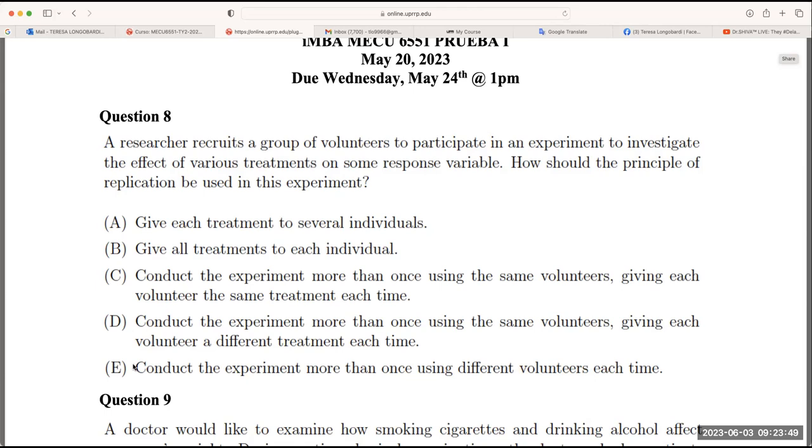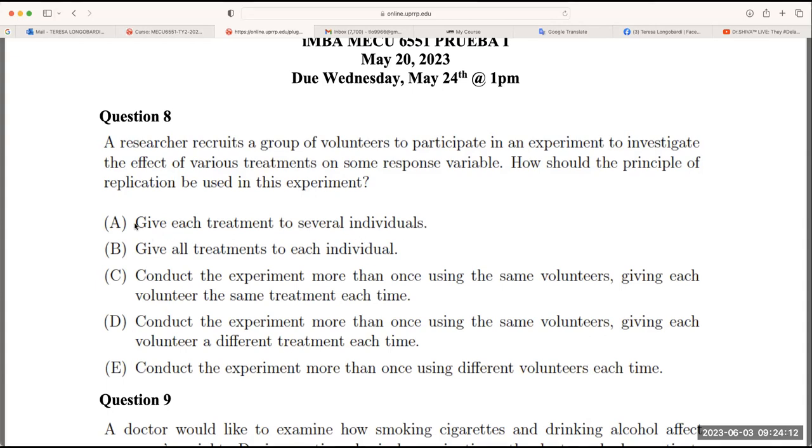Let me see. Conduct the experiment more than once using different volunteers each time. Is it this one? See, what was the answer? Conduct the experiment more than once using the same volunteers, giving each volunteer the same treatment each time. The exam says it is the letter A. Each treatment to several individuals. Yeah, this is the best answer.